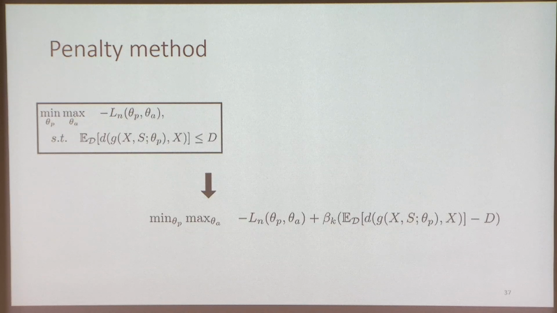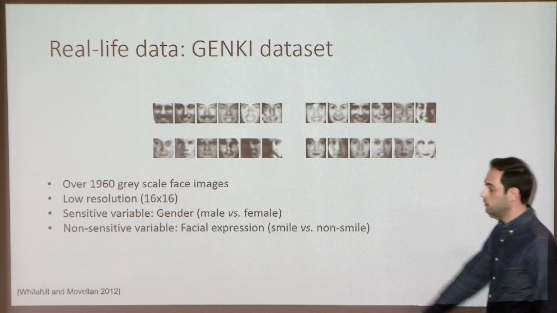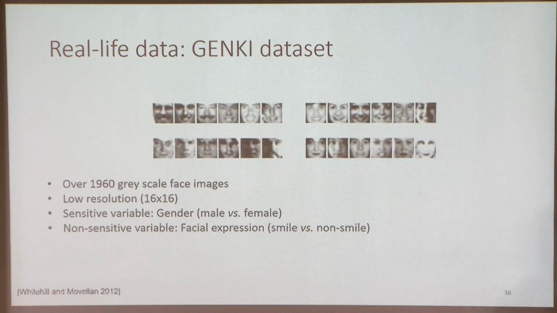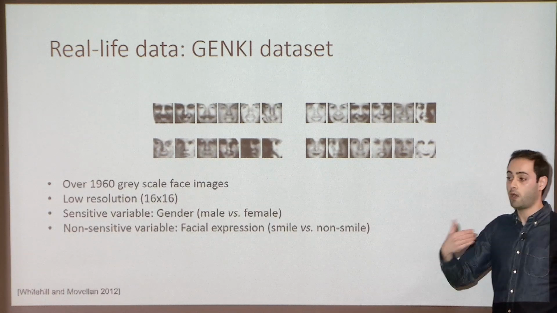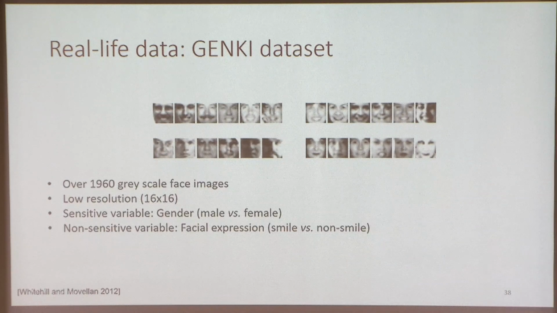So let me show you some results. Let's take this simple data set. This is called the GENKI data set. It's a data set of face images. It's a small data set, about 2,000 images, grayscale images, small images, 16 by 16. The way we train things here is by treating gender as the sensitive attribute. And after we are done training and we learn the representations, we're going to try to see if we can use the representations in order to learn facial expression directly from the representations.